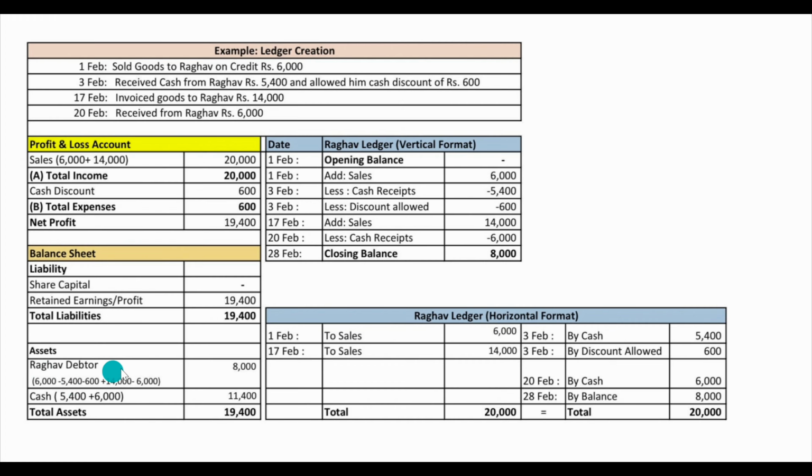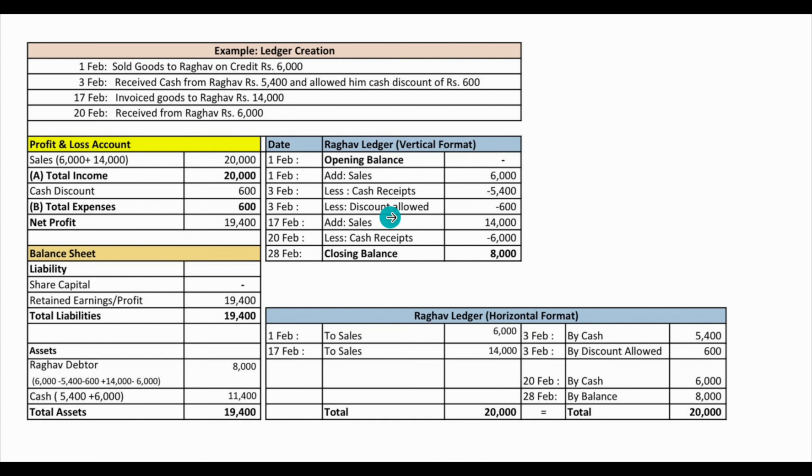Now all these Raghav related transactions are plotted in a vertical format in the form of Raghav ledger. So on 1st February, opening balance of Raghav is 0. On 1st February, add sales 6,000. You can check here, these 6,000 are basically this transaction, that is, sold goods to Raghav, therefore sales. On 3rd February, cash received rupees 5,400. So 5,400, that is minus 5,400, we will write here. This is basically cash received from Raghav.